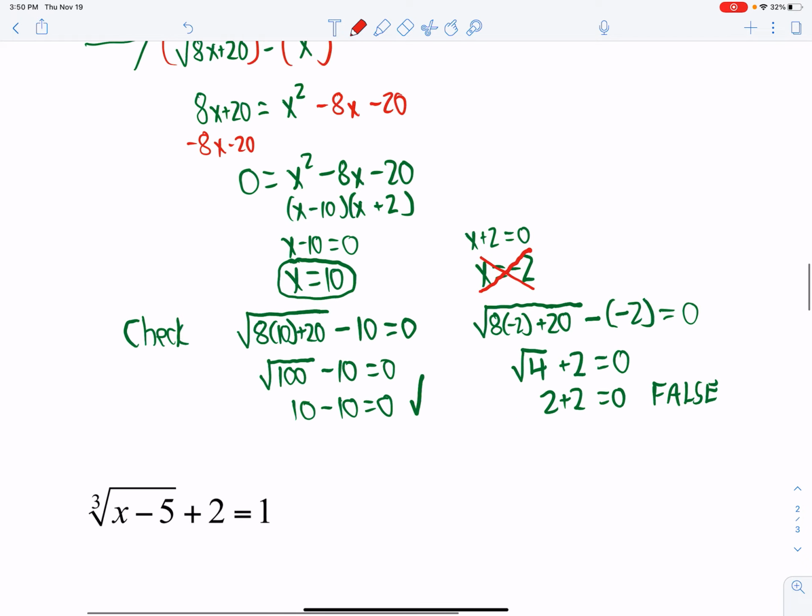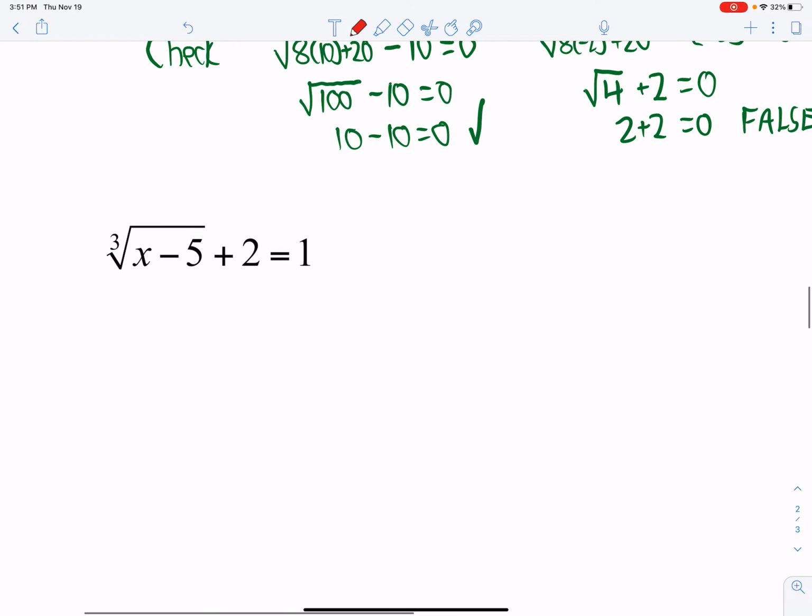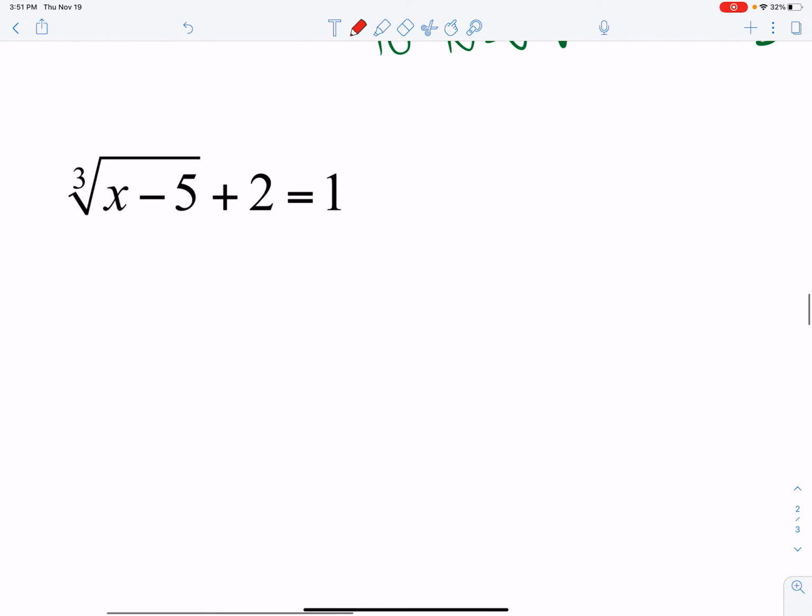Let's try another example. Here we have the cube root of x minus 5 plus 2 equals 1.